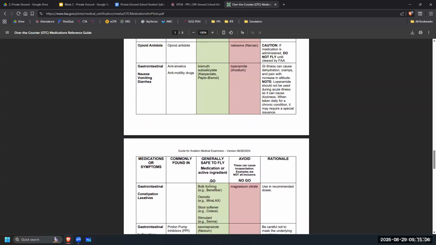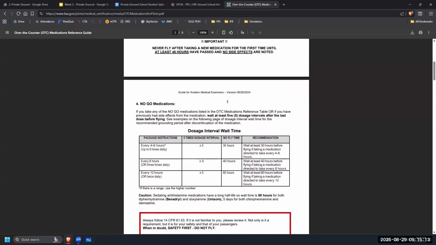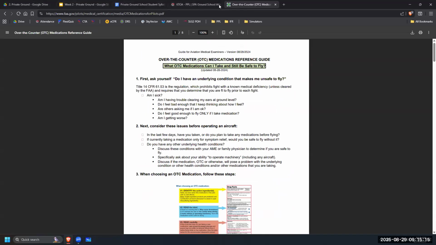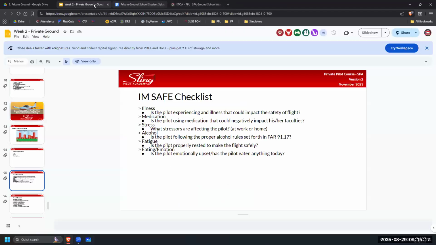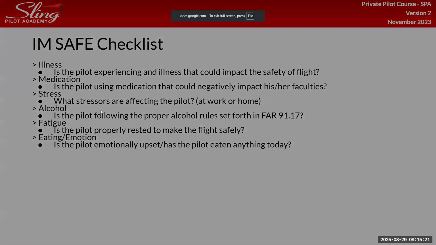and make sure you are in the green. And if it says avoid, you cannot fly on it. Does that make sense? There's an actual list out there. So use the list, check yourself before you wreck yourself, basically.